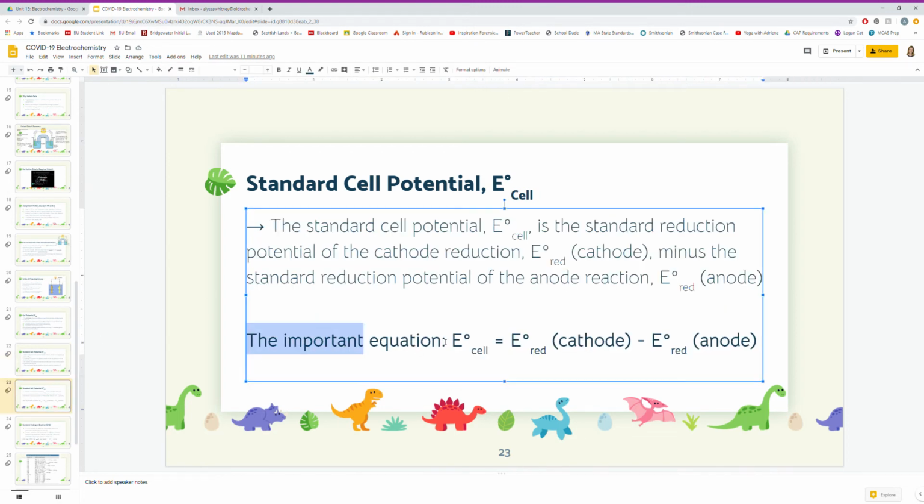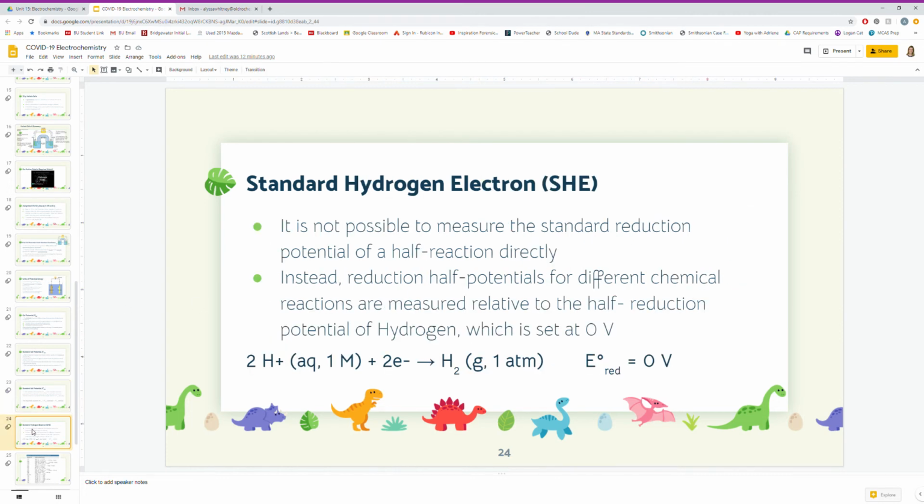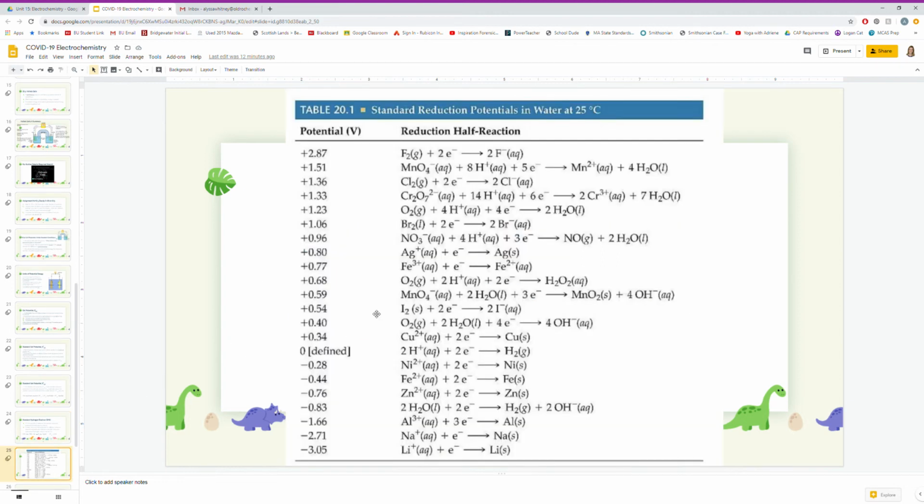And then it does come along with a formula. This is really, for right now, the only formula you need to know. The standard cell potential is the standard reduction potential of the cathode minus the standard reduction potential of the anode. So to me, this by itself doesn't make a whole lot of sense. I want to clarify it further when we do a practice problem. But quickly, before we do a practice problem, you will notice on slide 25, I included table 20.1, which is a bunch of standard reduction potentials for different chemical reactions in water at 25 degrees Celsius.